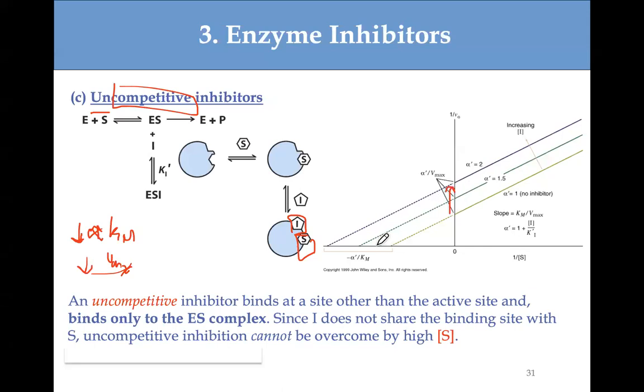As we go to the right, the Km, as we go right, Km would decrease also. So 3 would represent the highest concentration of inhibitor. So this is it for the uncompetitive inhibitor.